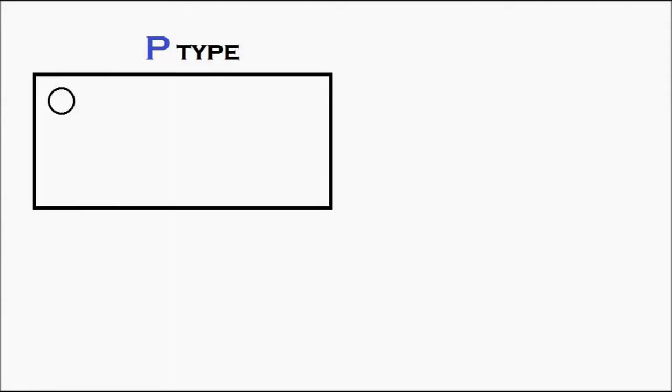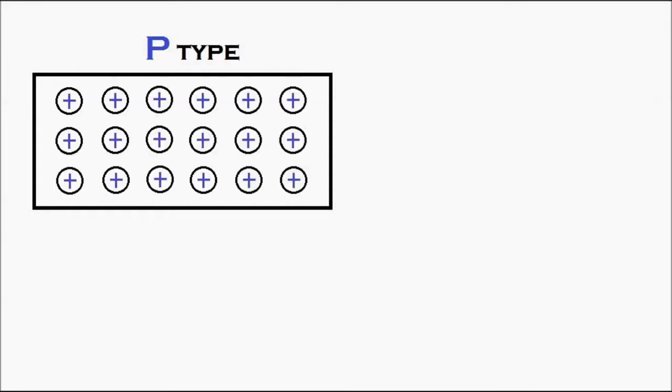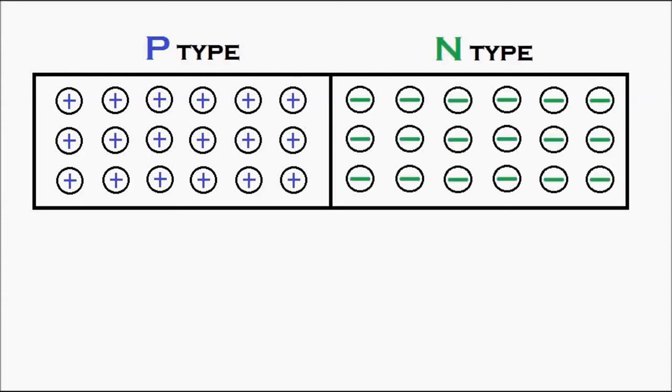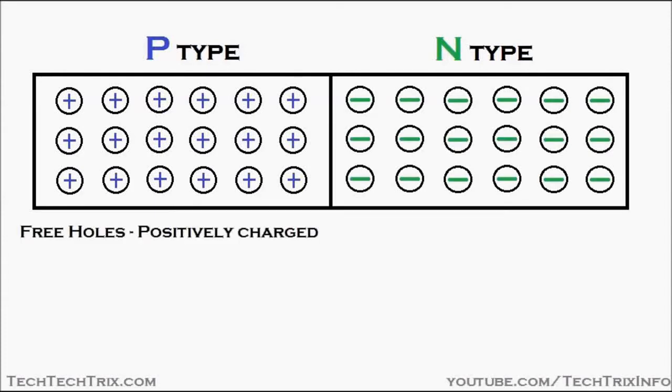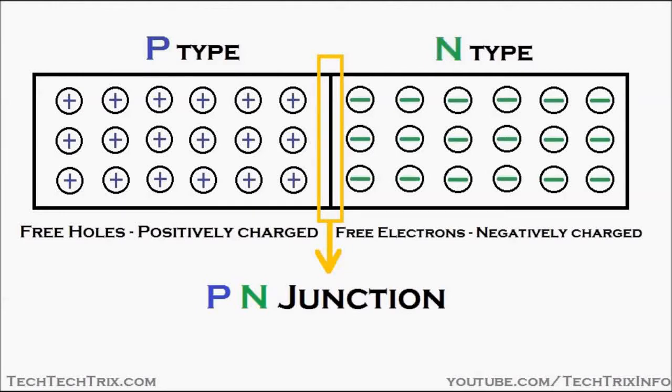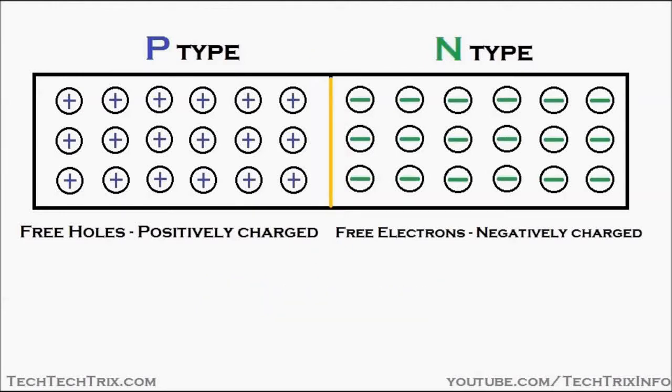The P-type semiconductor has holes which are positively charged, and the N-type semiconductor has electrons which are negatively charged. You can see free holes, which are positively charged, are available in the P-type, and free electrons, which are negatively charged, are available in the N-type. This is the region where the P-type and the N-type join, the junction which is formed, called the PN junction. So this is the PN junction.